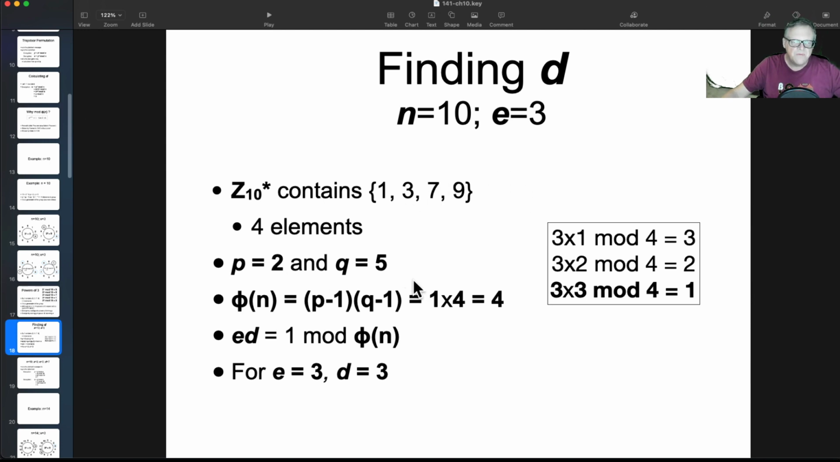P is 2 and Q is 5. Here's phi. Here's ED is 1. So this is where we're going to find D. We want ED. We know that E is 3. We specified that. And this is the public key, N and E. So we're going to have to find the decryption key. You take 3 times various numbers, and we find that 3 times 3 mod 4 is 1. So the decryption key is also 3.